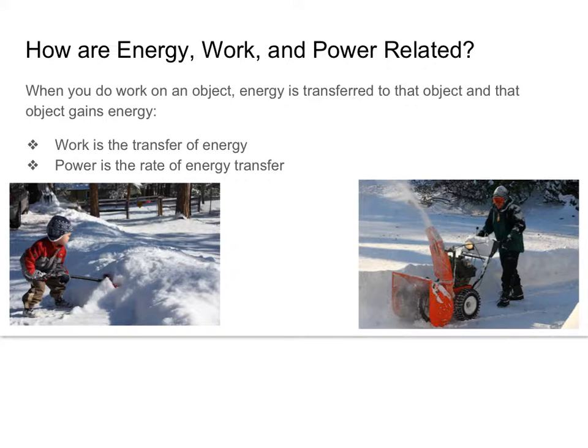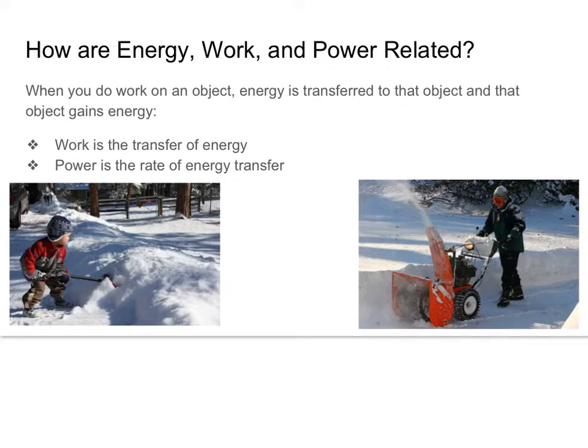So we know that work is when you apply a force and that object moves in the same direction as the force applied. But we can also say that work is the transfer of energy. We know that power is how much work is done in a certain amount of time. If work is also the transfer of energy, we can then say that power is how much energy is transferred in a certain amount of time. So therefore, power is the rate of energy transfer as well.